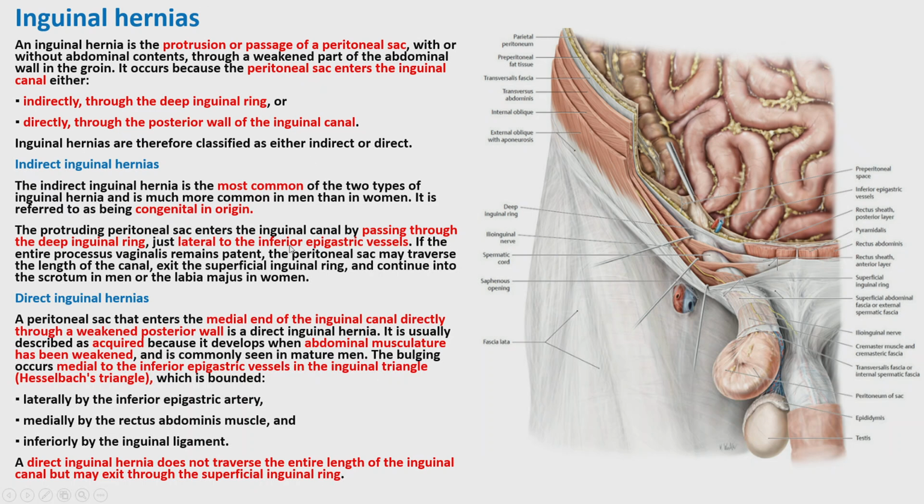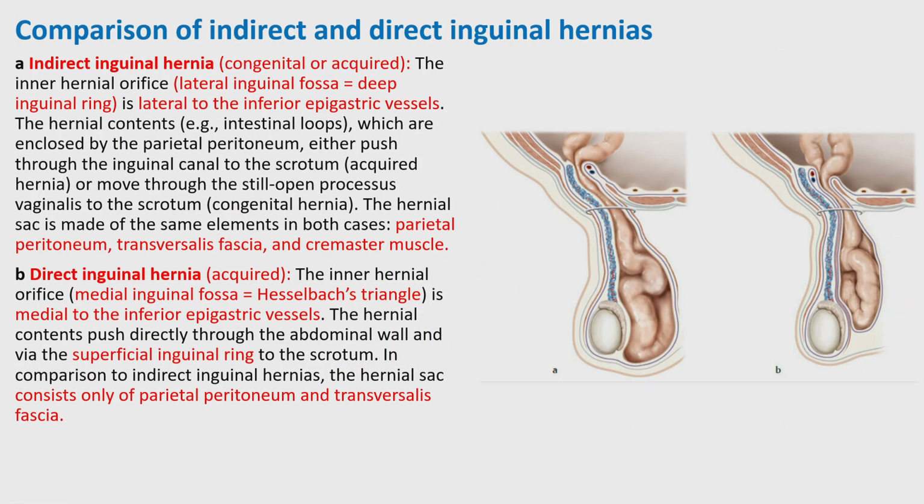So from this slide, the most important point is indirect versus direct. Indirect is usually congenital, but it can be acquired also. It is located at the deep inguinal ring, lateral to the epigastric vessels. Direct is usually acquired, because of weakness, and is medial to the inferior epigastric vessels, in the Hasselbalch triangle, and it doesn't pass through the length of the canal, it just comes out from the superficial inguinal ring. This is more or less the same as I mentioned. This is congenital or acquired, and here is the direct acquired.